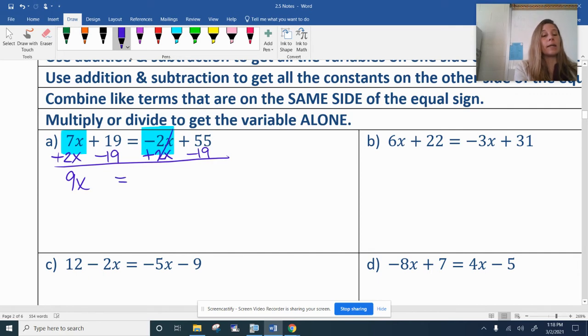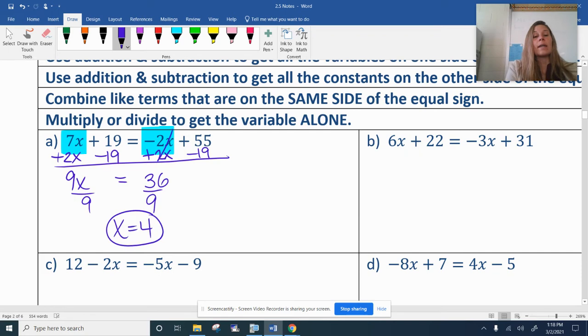So 55 minus 19 then gives me 36. And then now I'm just dividing by a nice positive 9. I don't have to worry about a negative. And I get 4. Now, had you done it the other way, you would have ended up with a negative 9 and a negative 36, and you would have had to divide a negative by a negative. You still would have gotten a positive 4.